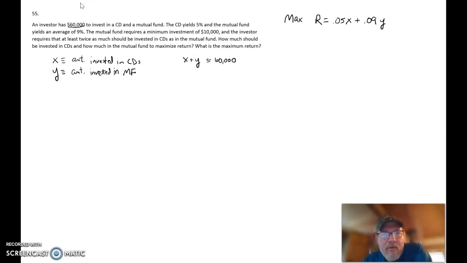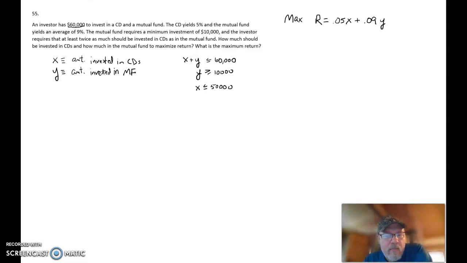The mutual fund requires a minimum investment of $10,000. So Y is going to be greater than or equal to 10,000, which means X has to be less than or equal to 50,000, because if I have to invest 10,000 in Y, then the most I can invest in X is 50,000. So those are good equations to graph.